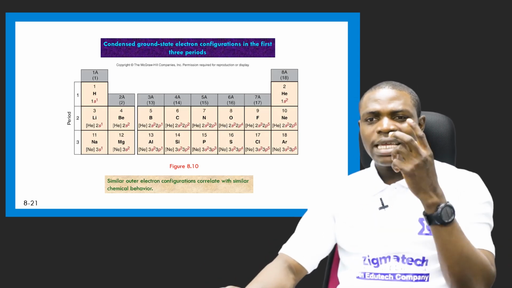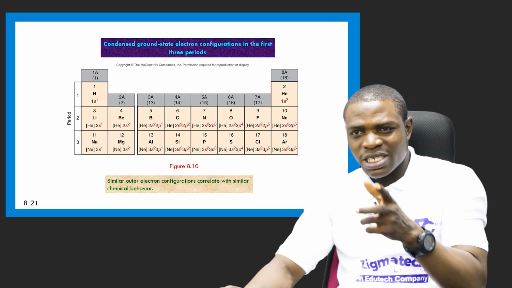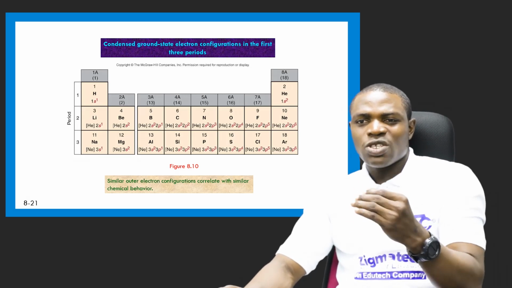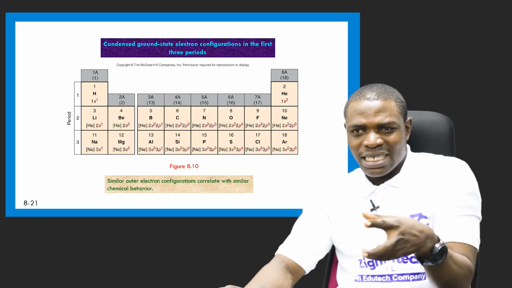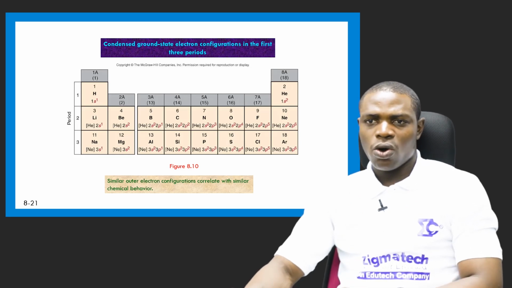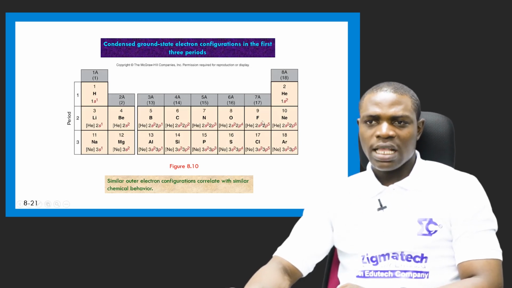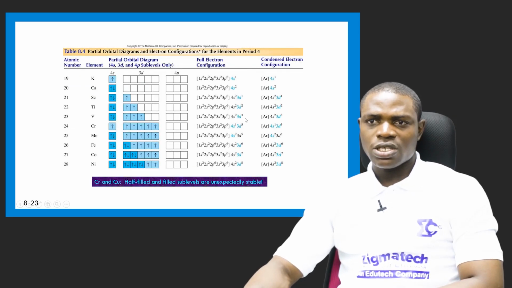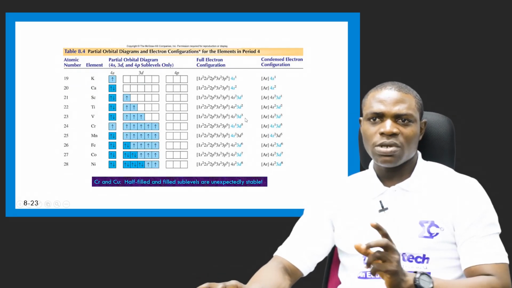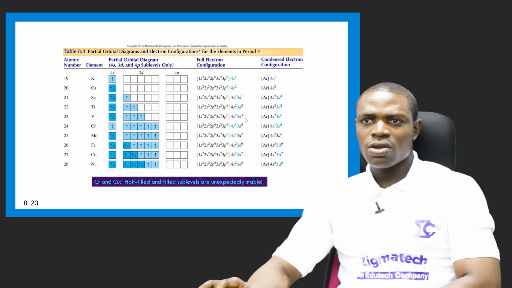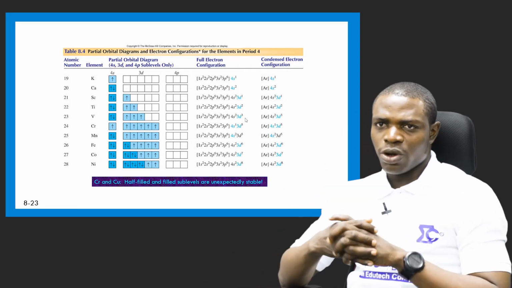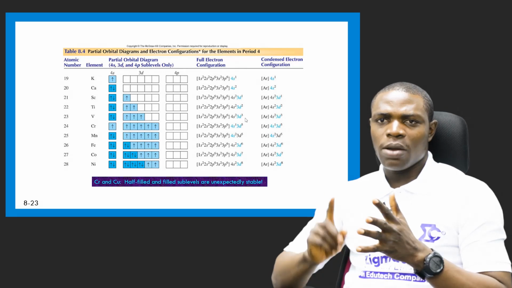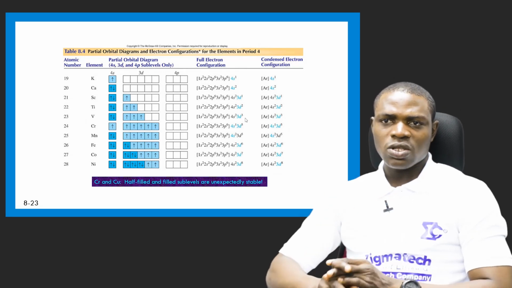In other words, the chemical behavior forms the basis of the similarity that actually occurs within the outer electrons when you are writing your electron configuration. Now look at this table: partial orbital diagram and electron configuration for the elements in period 4. Now we have looked at period 1, period 2, period 3. Now let's look at period 4.